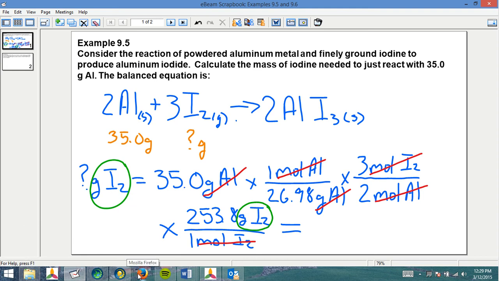So now we're going to put this into our calculator, and you're going to put in 35.0, and when am I going to put times or divided here? Divided by 26.98, and then times 1.5. Yeah, times 3 divided by 2, or times 1.5 if you can do that in your head. And then times 253.8. Okay? And we get an answer.